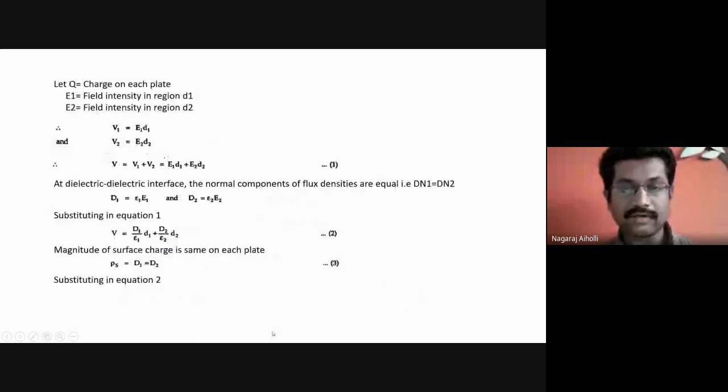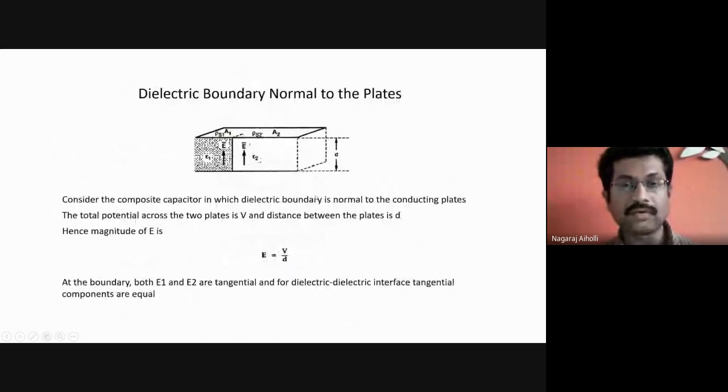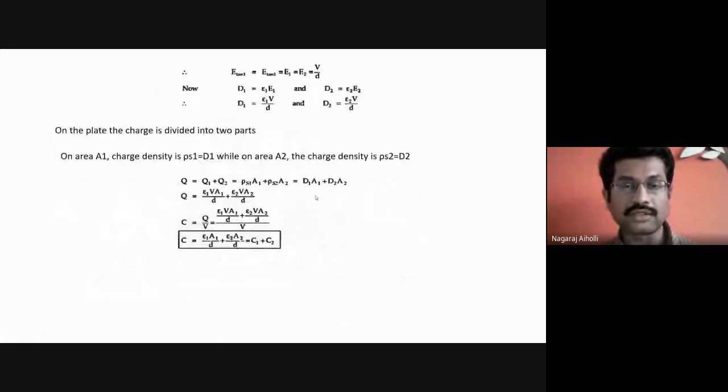Correct? For this condition, the capacitance is C equal to 1 divided by (1 upon C1 plus 1 upon C2), capacitance equation. Now when the dielectric boundary is perpendicular or normal to the plates, then the capacitance equation is just C is equal to C1 plus C2. Okay. Is this derivation clear here, students?